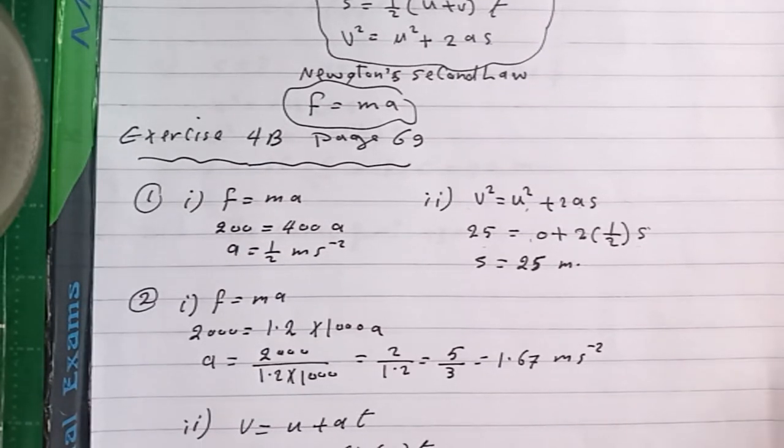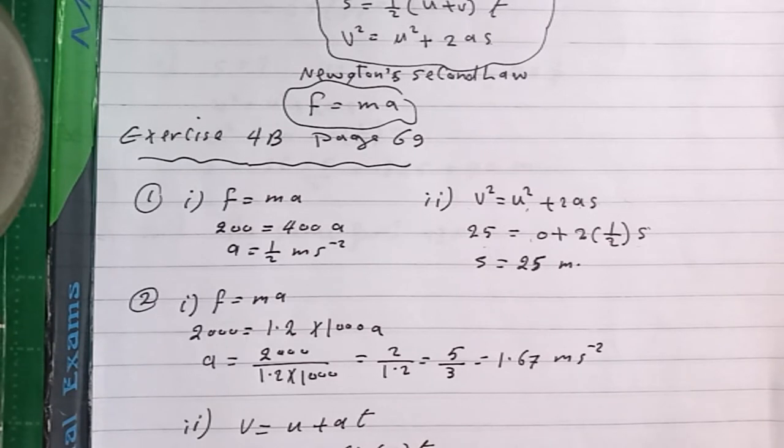The second question says that the engine of a car of mass 1.2 tons, 1.2 tons means 1.2 times 1000, can produce a driving force of 2000 Newtons, meaning F equals 2000 Newtons. Ignoring any resistance force, find the car's resulting acceleration. Also F equals ma. The force is 2000 and the m is 1.2 times 1000 in kilograms. So A equals 2000 over this, which is 5 over 3, which is 1.67.